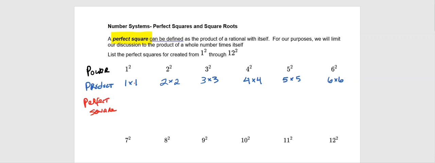So the resulting perfect square here is a result of 1 times 1. So let's go through this. The power of 1 squared is written as the product of 1 times 1 and gives us the perfect square of 1. The power of 2 squared gives us the product of 2 times 2 and gives us the perfect square of 4. One more time, the power of 3 squared gives us the product of 3 times 3, and that gives us 9.